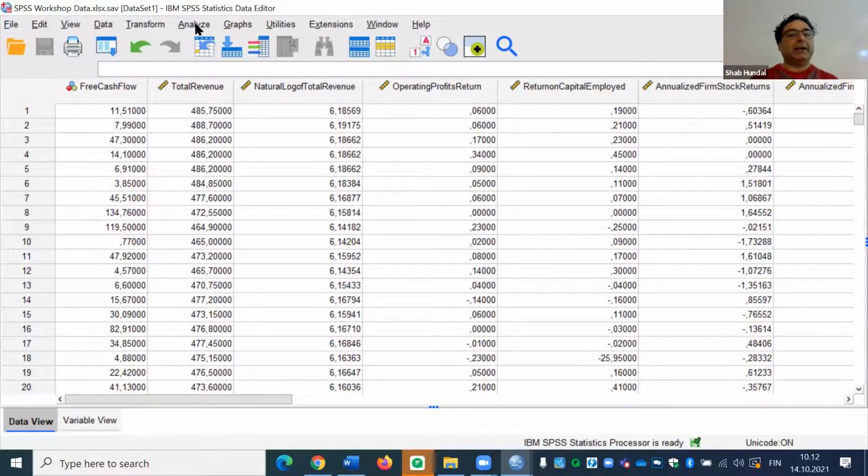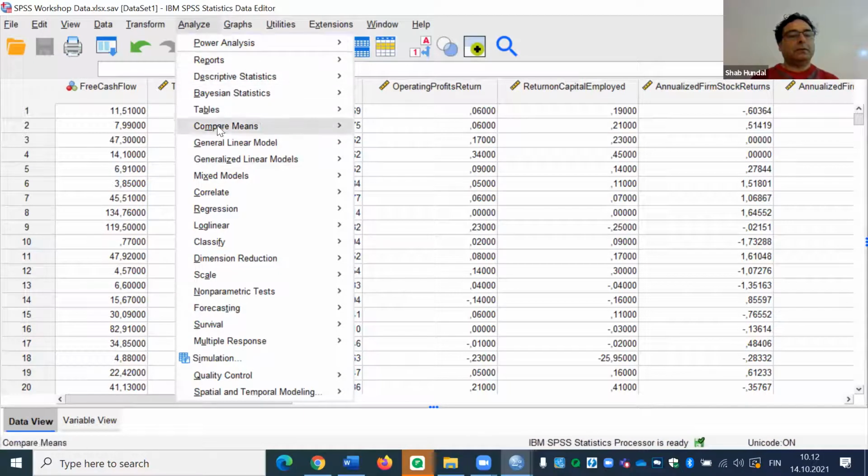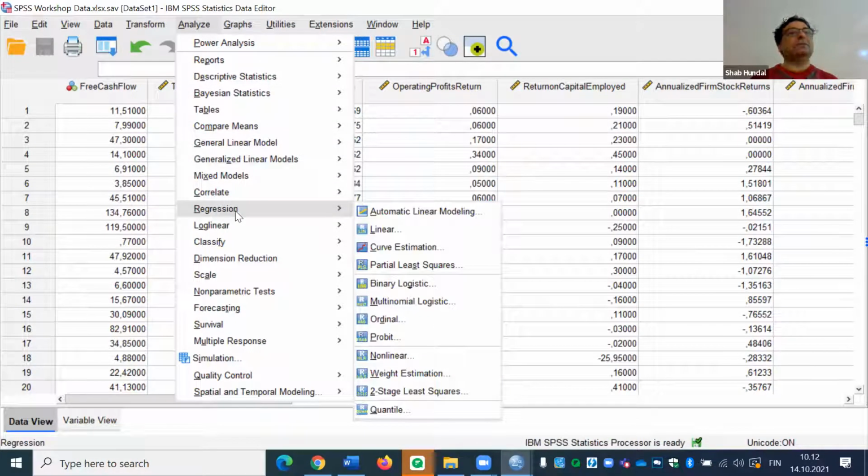So if you click Analyze, see the Regression. Can you see it? I go slow: Analyze, Regression, and then Linear Regression. I stop here for a second. Analyze, Regression, Linear. Why linear? Remember the phrase ordinary least squares. So that shows the linearity, linear regression.